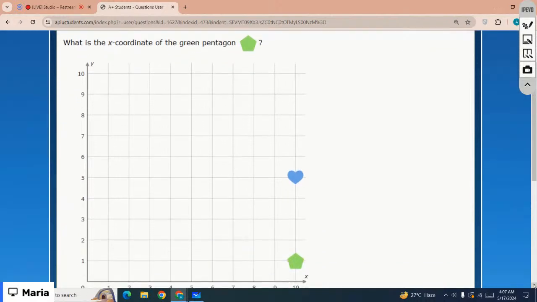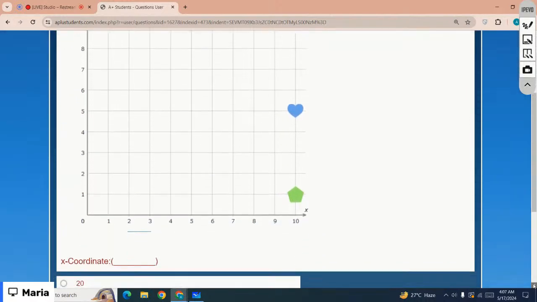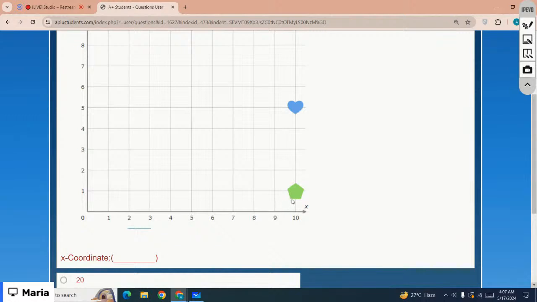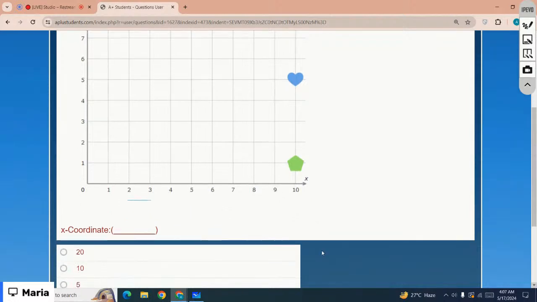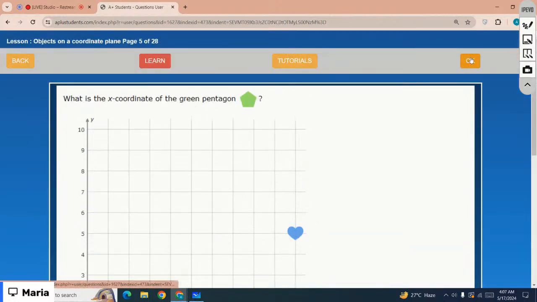What is the x coordinate of the green pentagon? Here is the green pentagon. Match it to the x-axis. So the x coordinate of the green pentagon is 10. The correct option is 10.